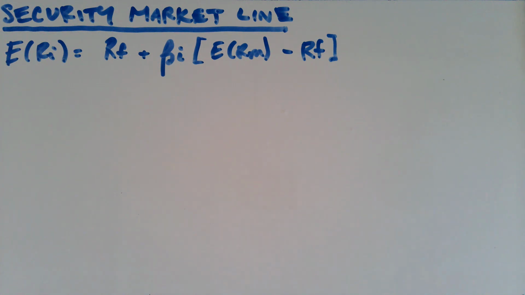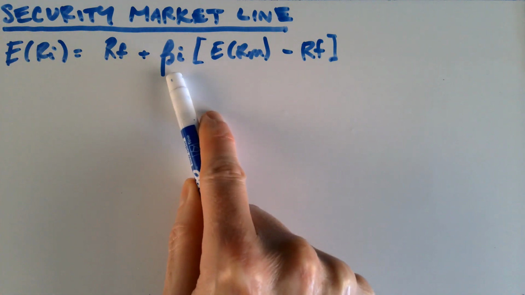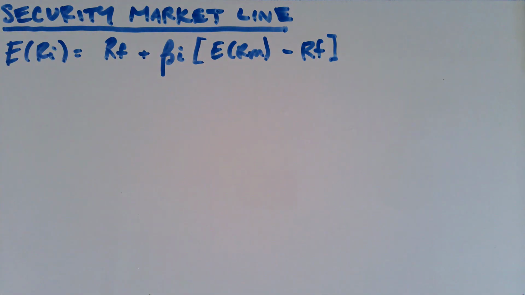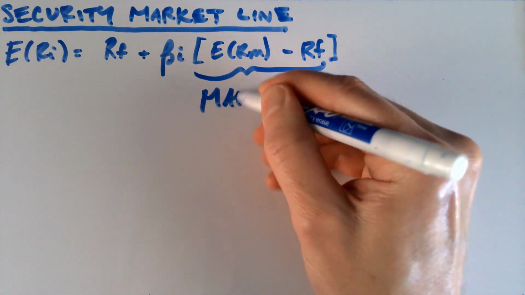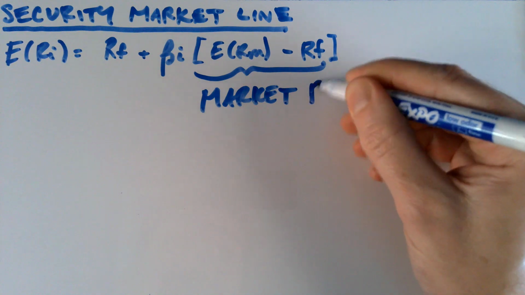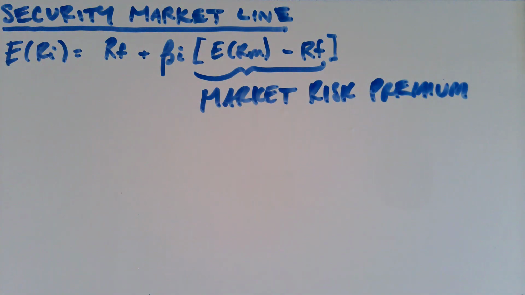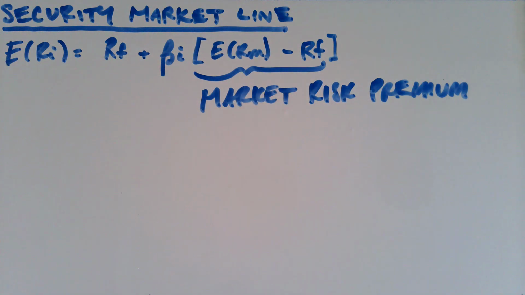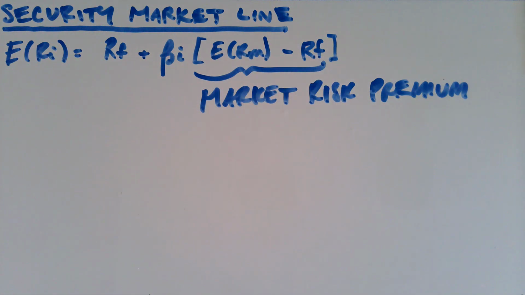What does this mean? It's basically a way of telling us what we expect the return on a stock to be given a risk characteristic of the stock and what the market is expected to do. And we have a special name for this piece over here. It is called the market risk premium. In finance, we define a risk premium as the expected return on something minus the risk-free rate. In this case, the expected return on the market minus the risk-free rate is the market risk premium.